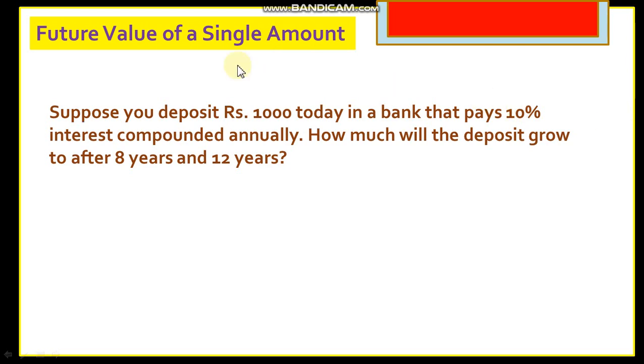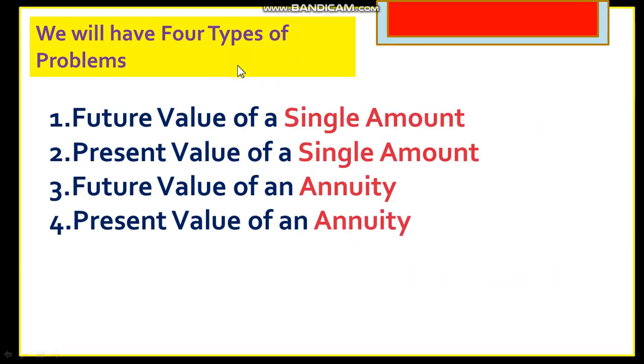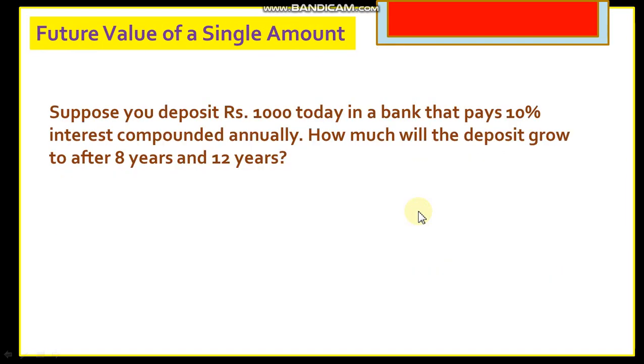So first we have discussed that we have 4 things to cover: future value of a single amount, present value of a single amount, future value of an annuity, present value of an annuity. Now we'll start off with very basic ones. The first one is the future value of a single amount.